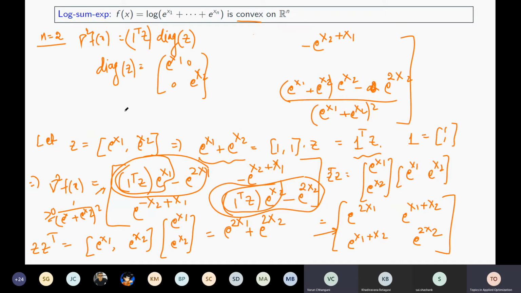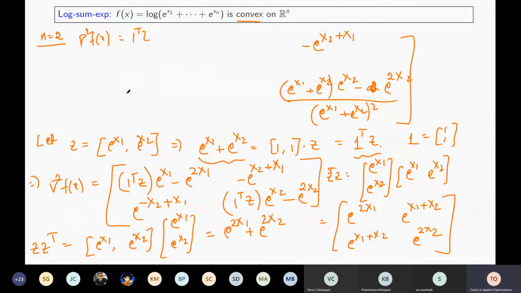Yeah, you are right. I can put that here also. I can put the denominator explicitly, like 1 transpose z. Apart from the denominator, it should also be 1 transpose z minus e to the power x2 plus x1.